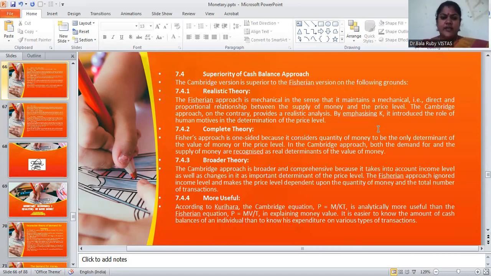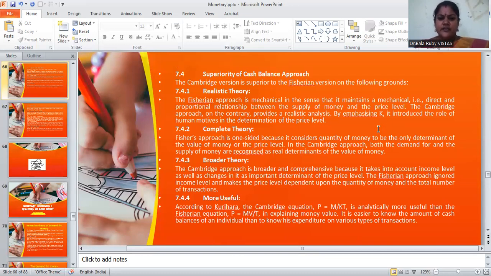Then the next superiority reason is complete theory. Fisher's approach is one-sided because it considers quantity of money to be the only determinant of the value of money or price level. But in this Cambridge approach, both the demand for as well as the supply of money are recognized as real determinants of the value of money.